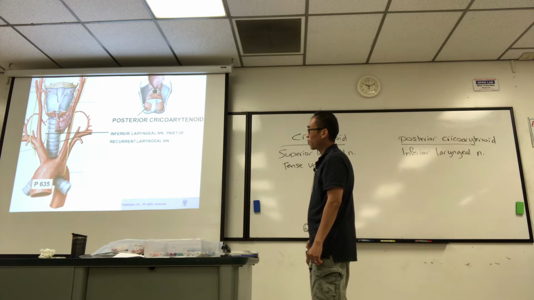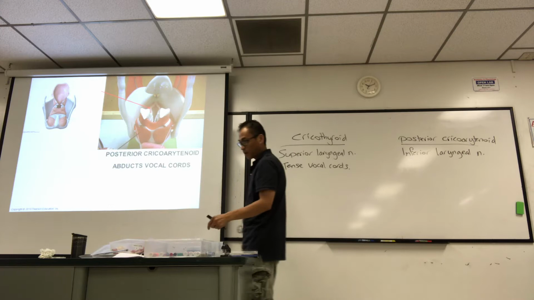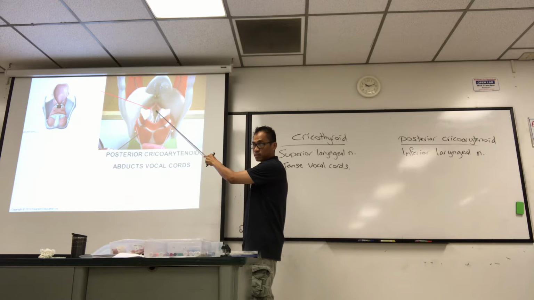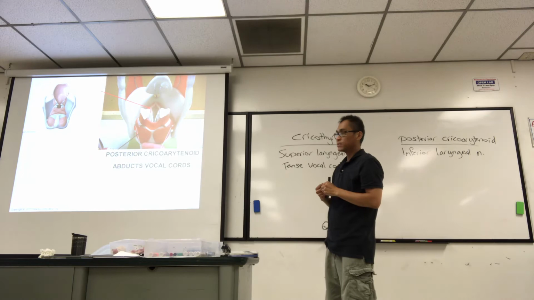So I included this one. In our functional model, that's me pulling that string there. It mimics the action of posterior cricoarytenoid: open the glottis, abduct the vocal cords. That allows you to breathe in. If you paralyze this muscle, you can't breathe in. That's pretty important.